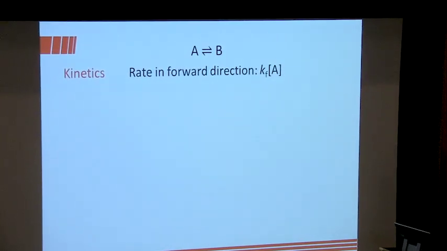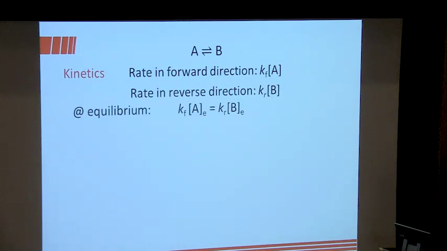So if we look at kinetics, the rate in the forward direction is equal to k forward times the concentration of A. And that's typically what we say the rate is equal to, because we're only looking at that very early stage. But if we're honest about it, and we look at the whole picture, the rate in the reverse direction is equal to k reverse times the concentration of B. And B becomes appreciable at a certain period of time.